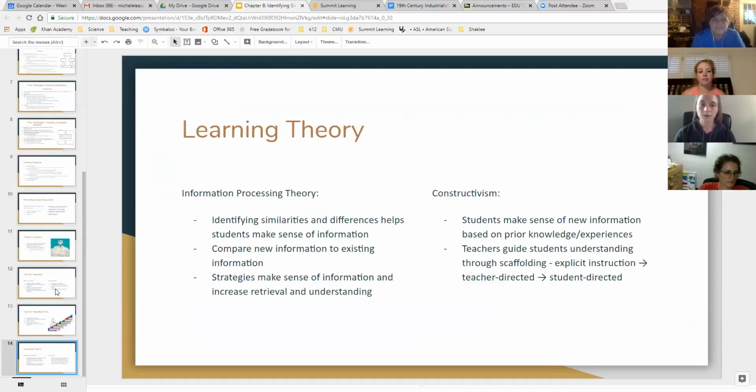It also connects to constructivism, as students are making sense of new information based on prior knowledge and experiences. This whole idea of scaffolding was pretty heavy in this chapter. So starting with explicit instruction and then moving towards teacher-directed learning and then to student-directed learning. And I think that's the last slide.